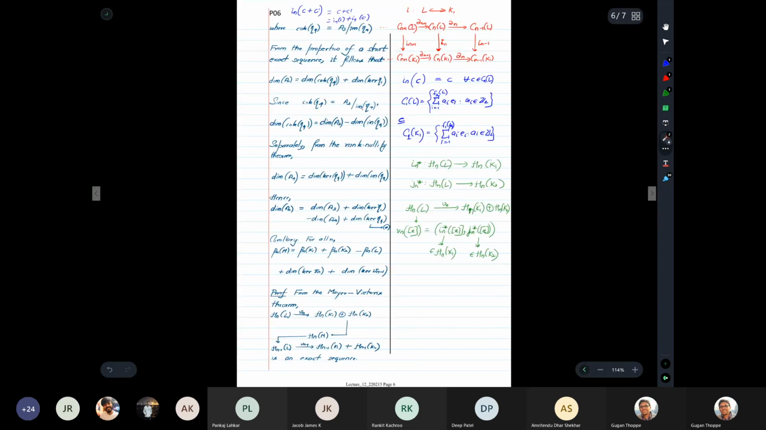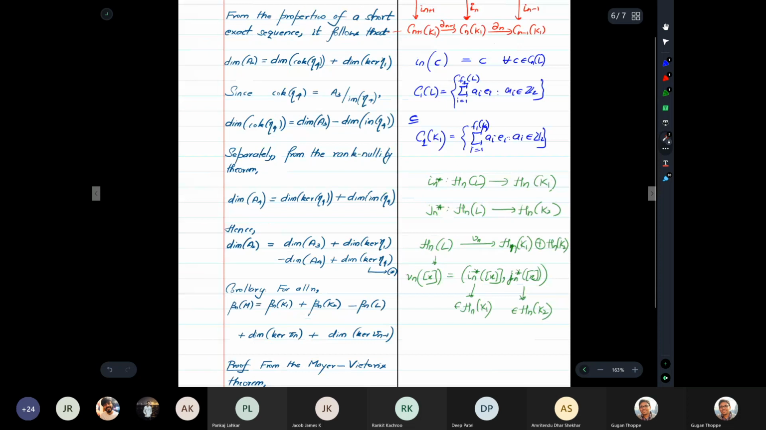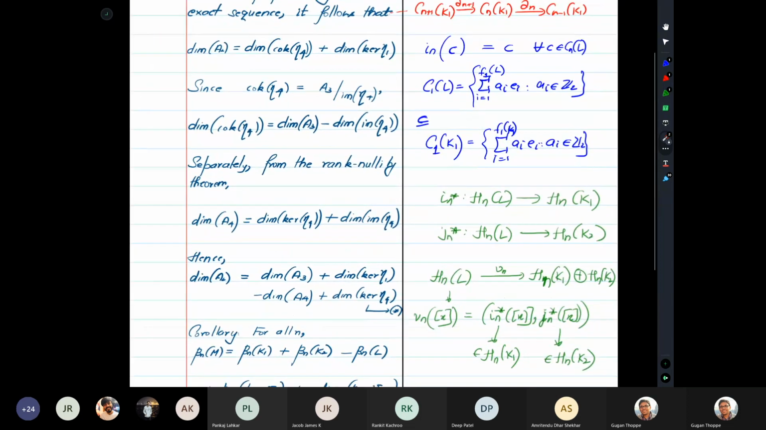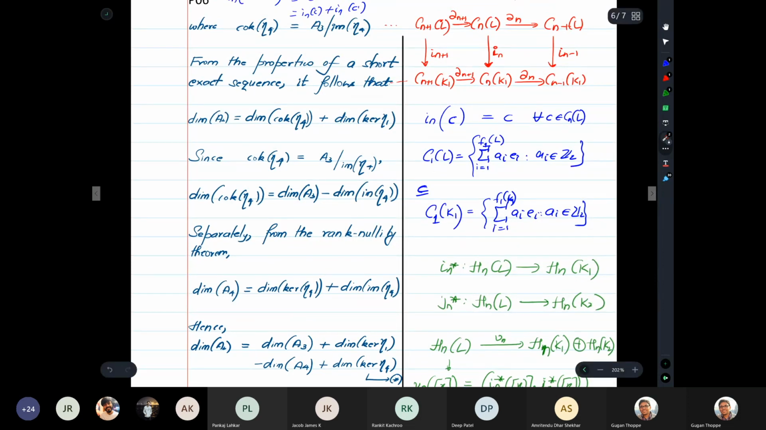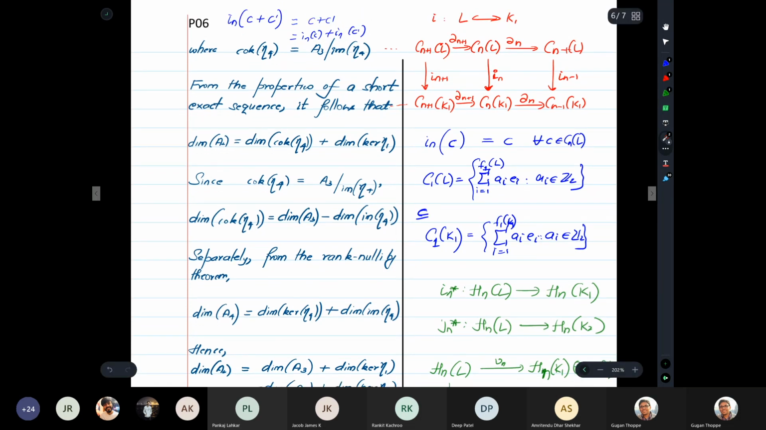So what I'll do now is state some relations in relation to the short exact sequence that we just discussed, okay? And we will use this to relate to the Mayer-Vietoris theorem and derive a relation amongst the dimensions, or the Betti numbers of different dimensions, of M, L, K1, K2, okay? So that's our goal in the remaining 15 minutes or so, right? So let's try to go over it step by step, okay?